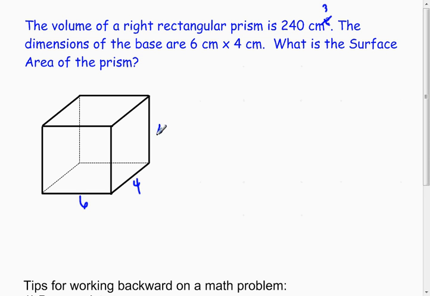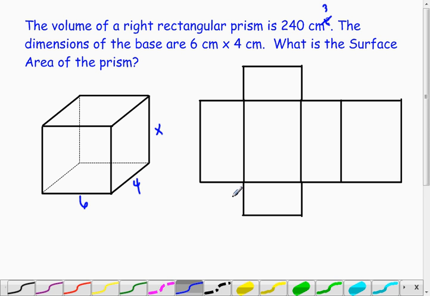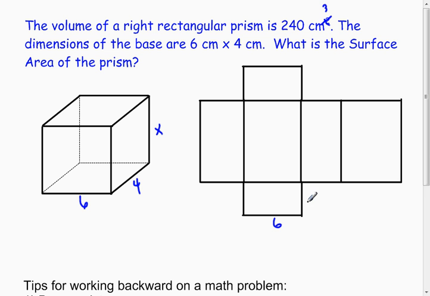So we don't know what the height is. I'll just call that x. Another picture that might be fitting is a net, and you can see that I have one here. So let's label this thing. This is going to be 6 by 4 on the bottom, so 6 here and 4 here. That means that this is also 6 and this is also 4. So that tells us this is 4, 4, and 6.